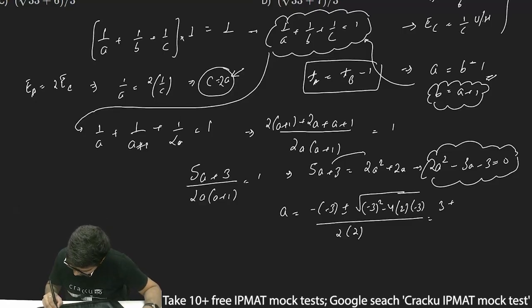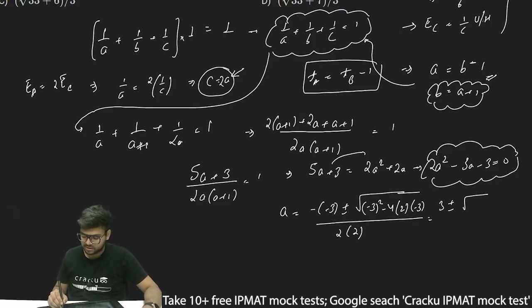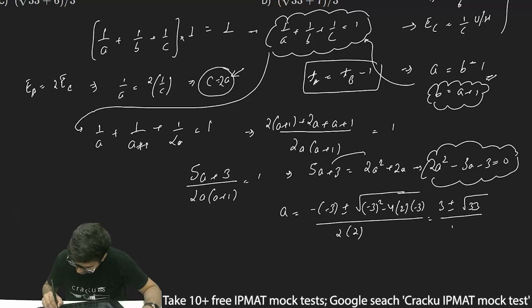So this will be equal to 3 plus minus under root b square, which is 9, minus 4 into 2 into minus 3, this will be 24. So 9 plus 24, which is 33. So 3 plus minus root 33 by 4.